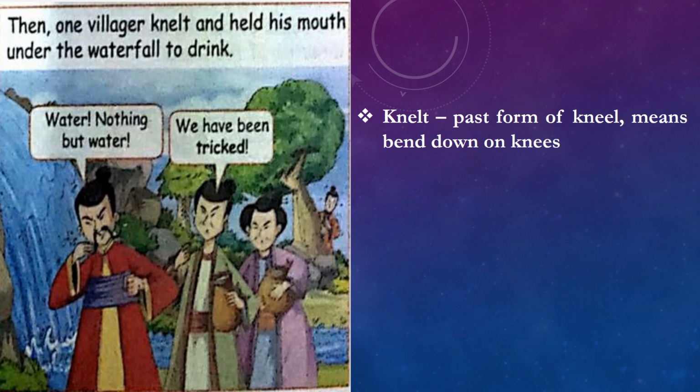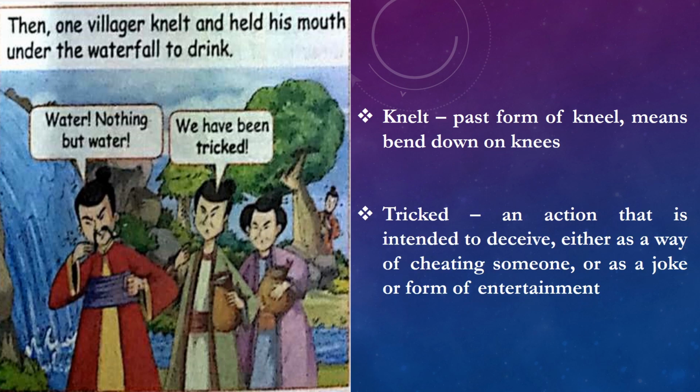Okay, so what was the reaction of the neighbor? He said, "Water, nothing but water." Okay, he was very surprised that there is only water, nothing. It was only the water. So the other neighbor said, "We have been tricked." So what did they all say? That we must have been tricked. That they must have played a joke on us. Okay, who? Taro and the father.